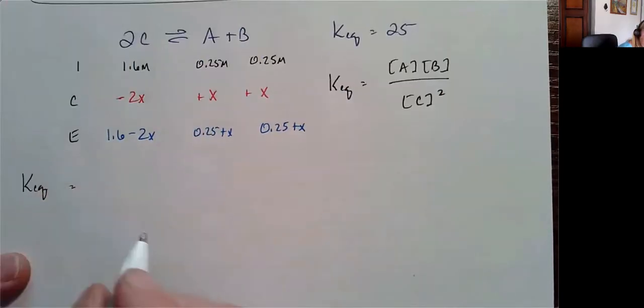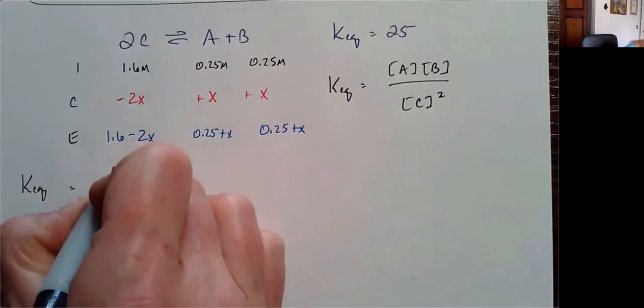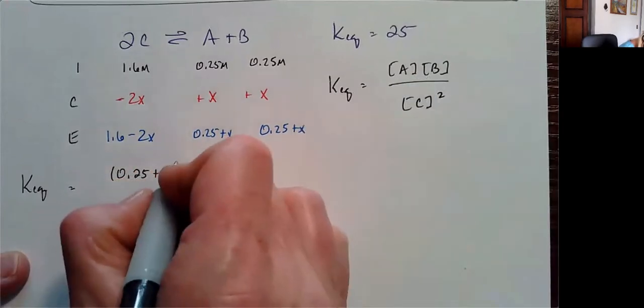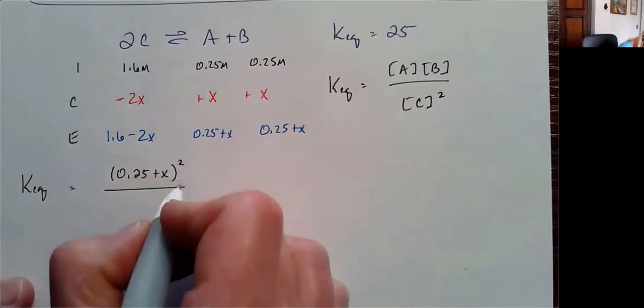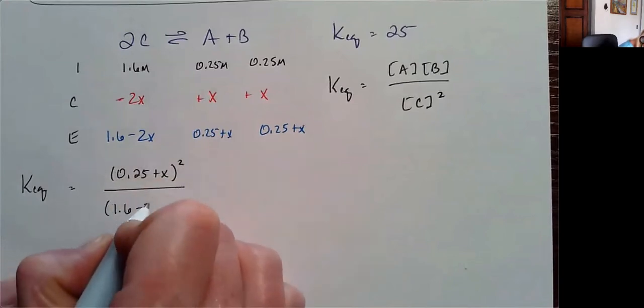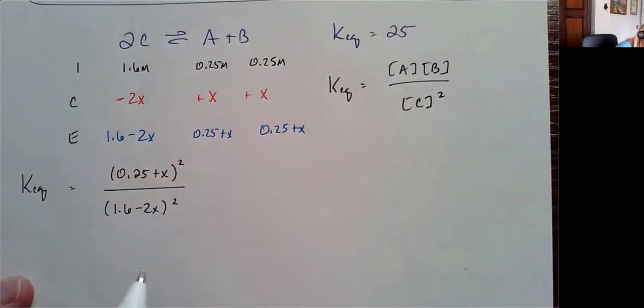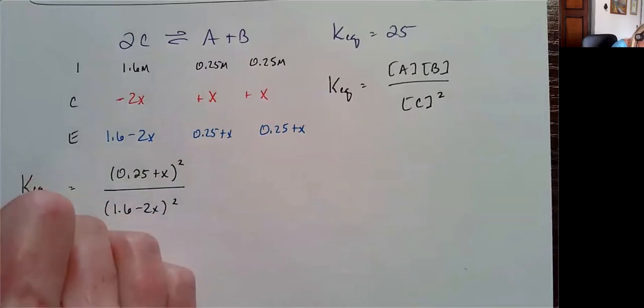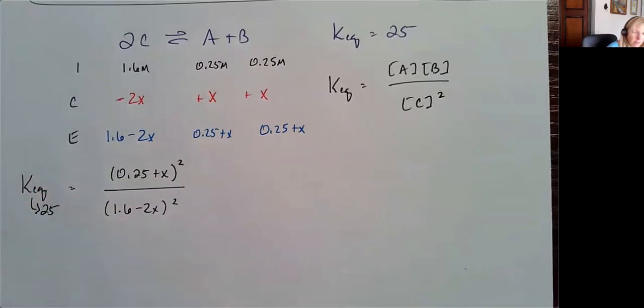KEQ is now going to be equal to 0.25 plus x, and I have 2 of them, so I'm just going to square that, over 1.6 minus 2x squared. And so now I can do the same thing that I did before, where I can get rid of these squares by taking the square root of K equilibrium. And this, remember, was 25. That was given.